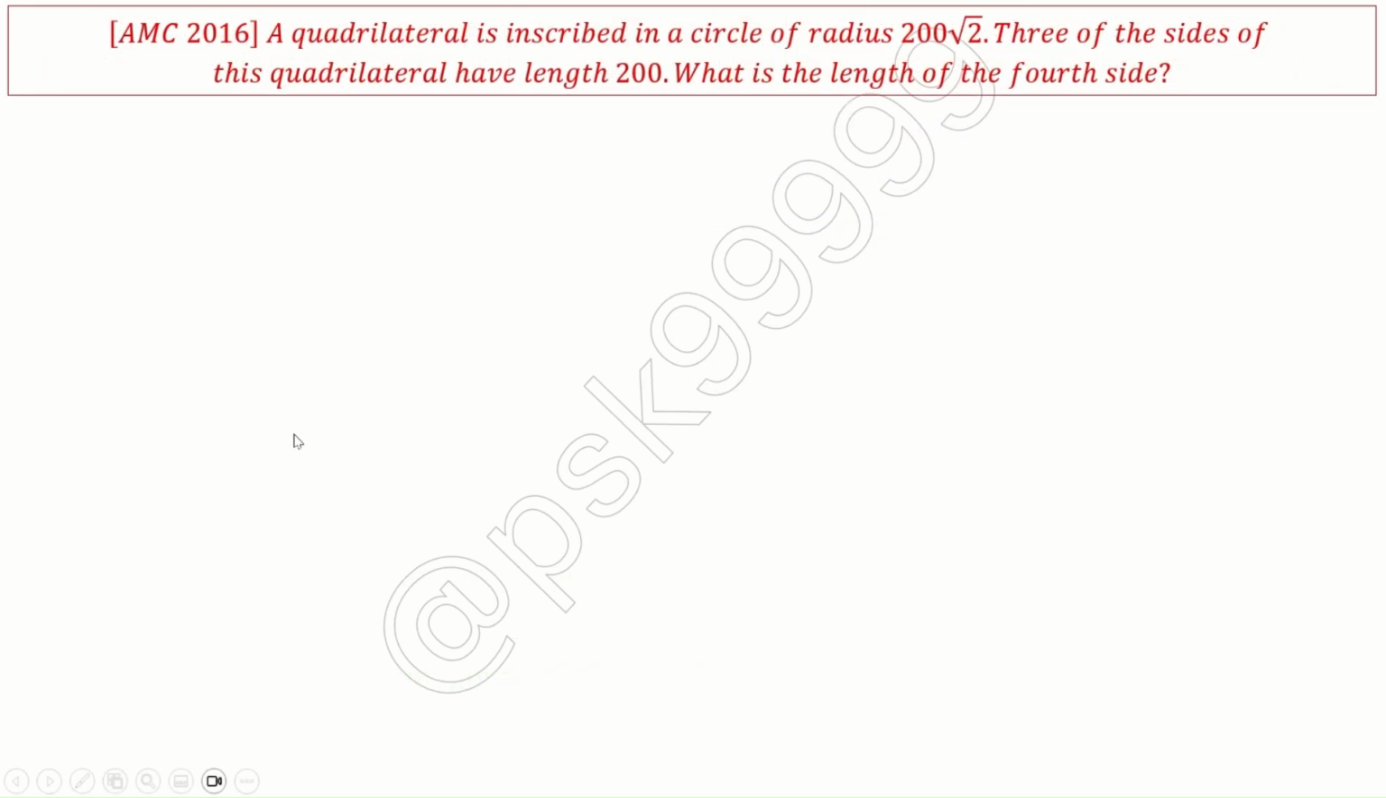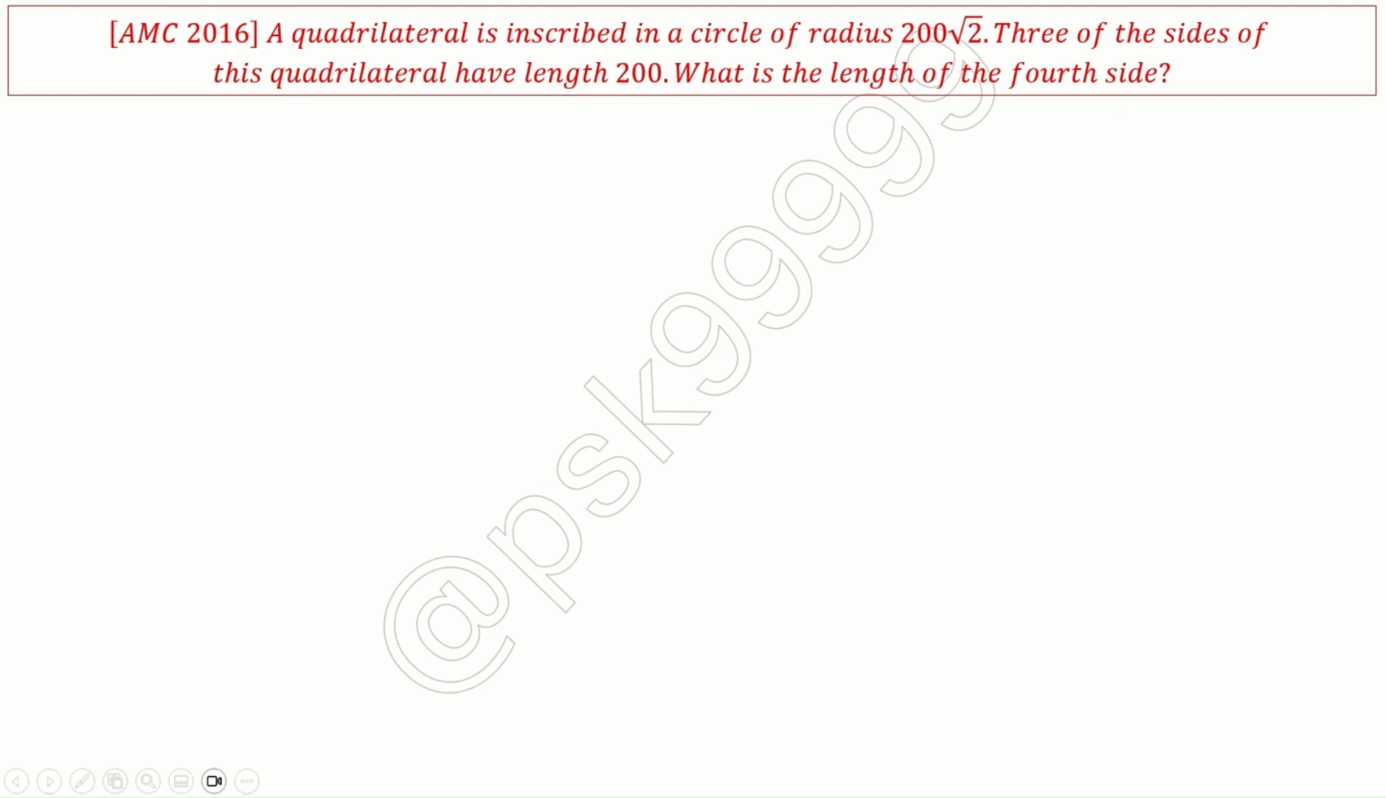Yeah, this is an interesting problem. We'll first solve it using algebra and geometry, and then using trigonometry. This is where we learn Ptolemy's cyclic quadrilateral equation. A quadrilateral is inscribed in a circle of radius 200 root 2. Three of the sides of the quadrilateral have length 200. What is the length of the fourth side?